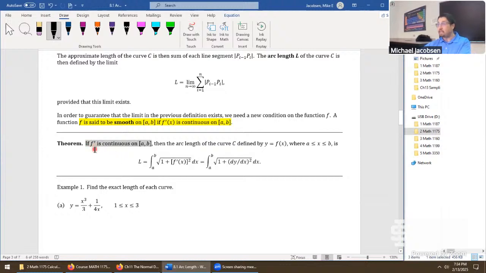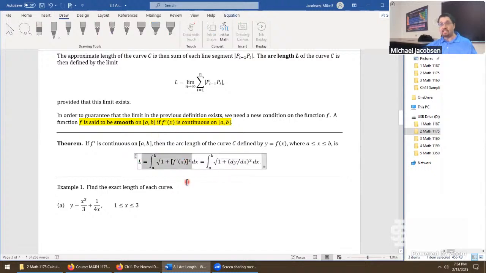Asserting that f prime must be continuous is just to allow a guarantee of integrability right here in the formula. Also, when we say that f prime is continuous on a closed interval, another way to say it is that your function or your curve is smooth. So we're looking into smooth curves in that kind of sense. Now, this is what we derived right here.